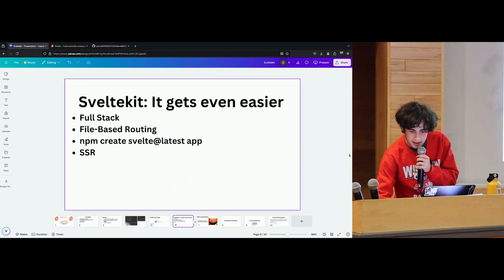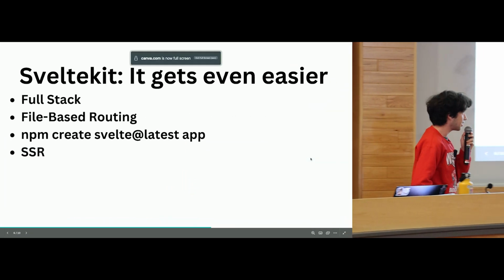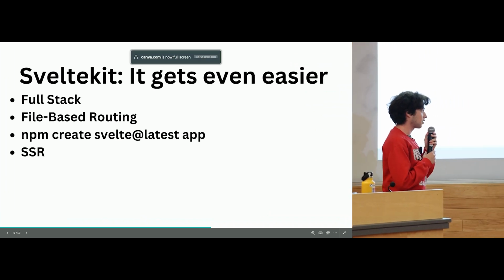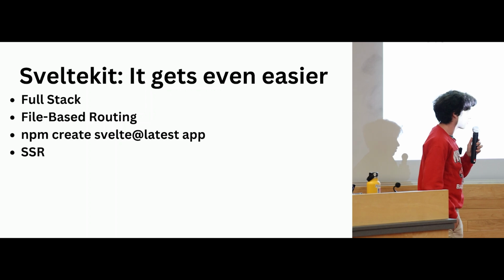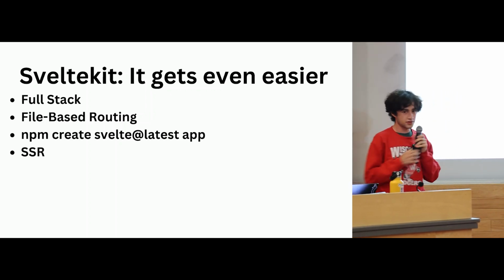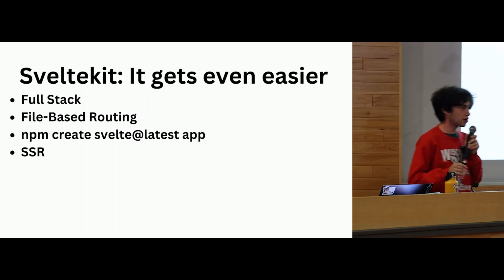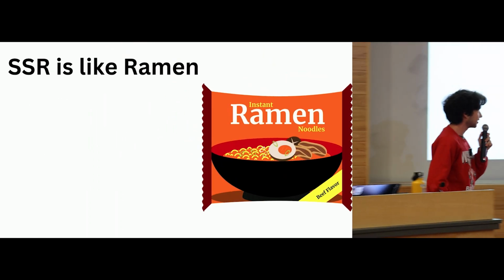SvelteKit is a full stack framework, meaning it's your back end and your front end. You can run JavaScript on the client side and on the server side. It uses file-based routing, which we'll take a look at in a bit, and it does server-side rendering. I thought of a good analogy for server-side rendering. Server-side rendering is like ramen.